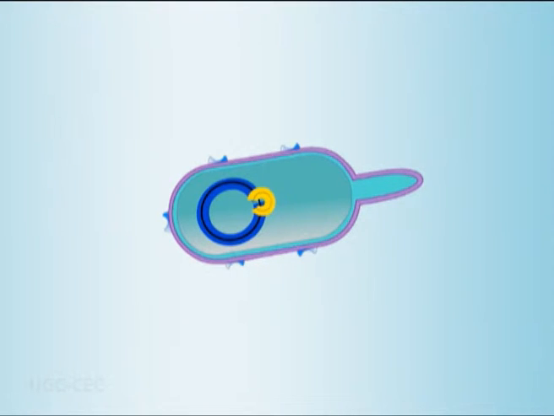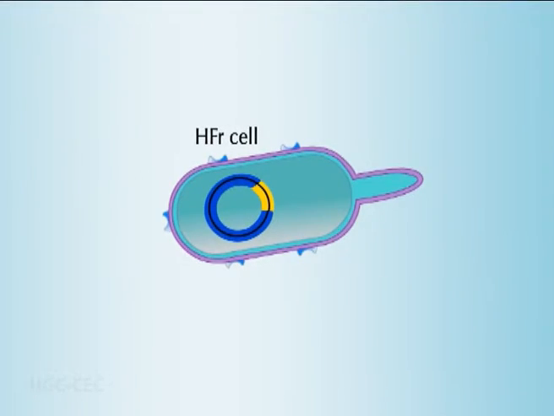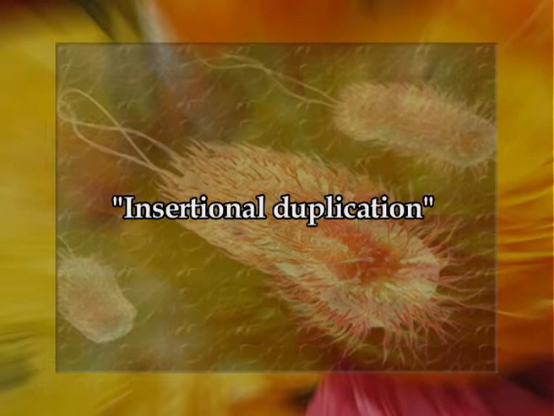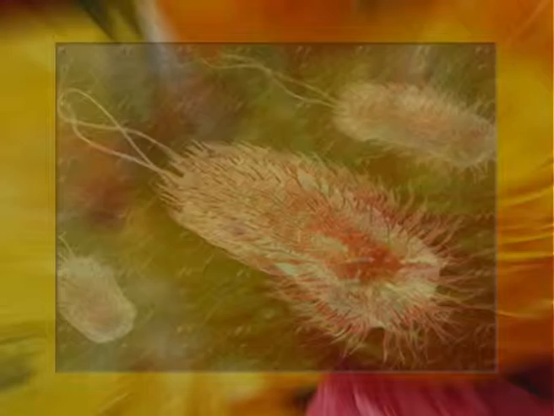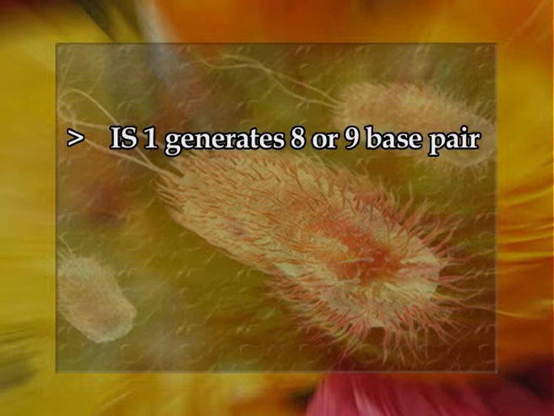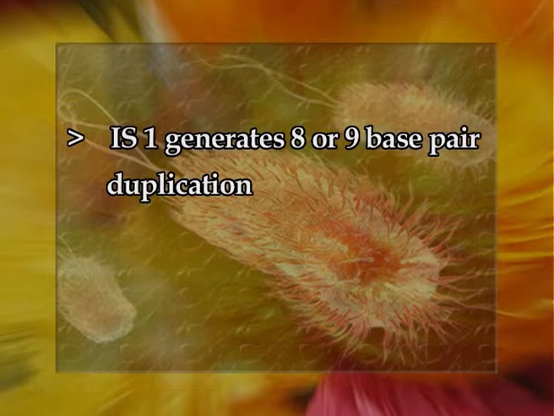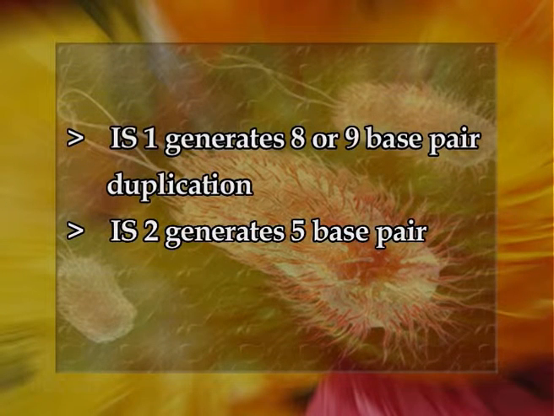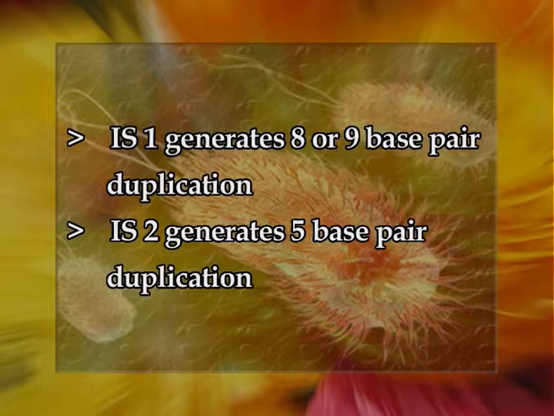This event gives rise to high-frequency recombination strains. The initial DNA rearrangement mediated by insertion sequence elements is the insertional duplication that they tend to generate at the site of insertion. IS1 generates 8 or 9 base pair duplication, while IS2 generates 5 base pair duplication.